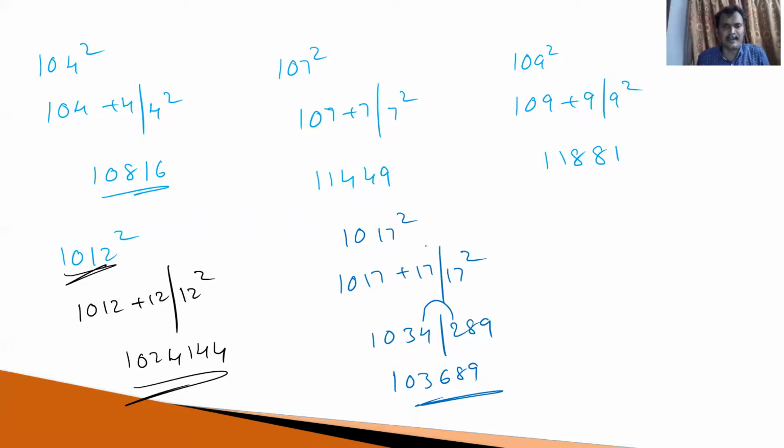Okay, up to here, any doubt, all of you? No, sir. Okay, now suppose we move to the multiplication part. Let us take 102 into 109.